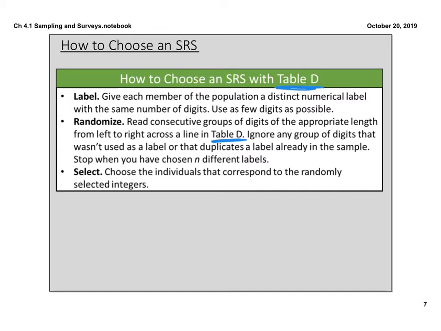You ignore any group of digits that wasn't used as a label. For example, if you're labeling 20 people and you label them 01 through 20, and you come across a group of digits in the random table that is 65, 65 is not part of your population. So you just skip over that and go to the next group of digits, okay? So we select and choose individuals that correspond to the randomly selected integers.